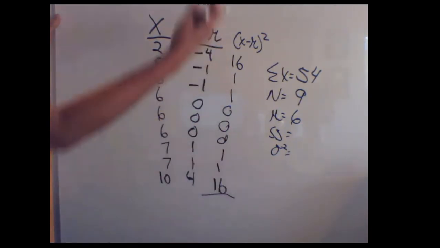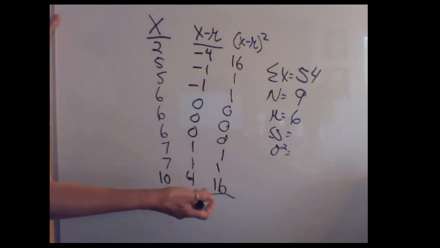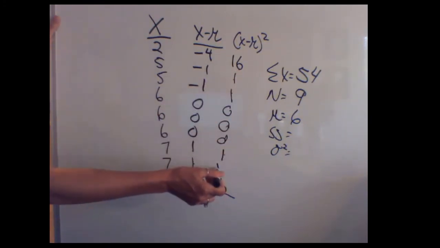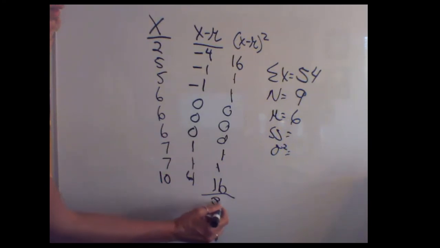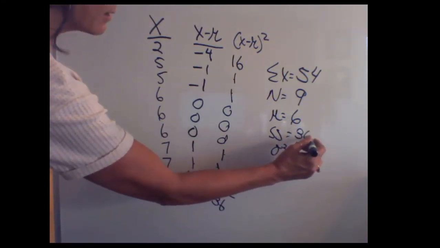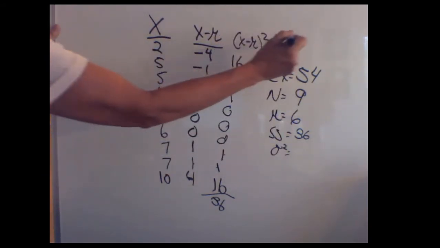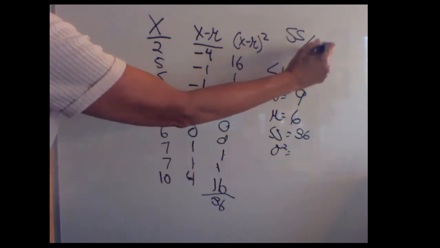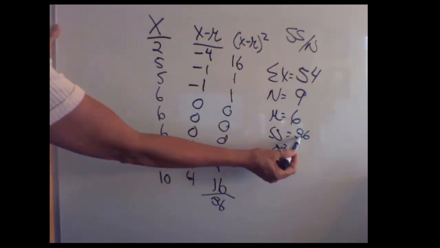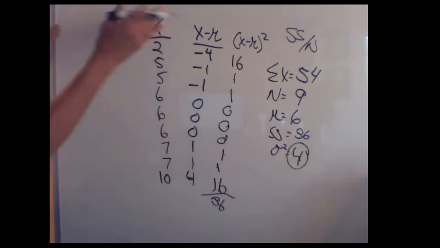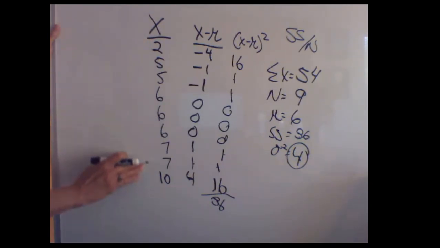So now I need my sum of squares, the sum of the squared deviations. 16 plus 1 is 17, plus 1 is 18, 19, 20, plus 16 is 36. So my sum of squares is 36. And if you'll recall, for variance it's the sum of squares divided by n. So I'm going to take 36 and divide it by n, and that gives me a variance of 4. So the variance, the average squared deviation of these scores, is 4. Let's see what this looks like as a graph.